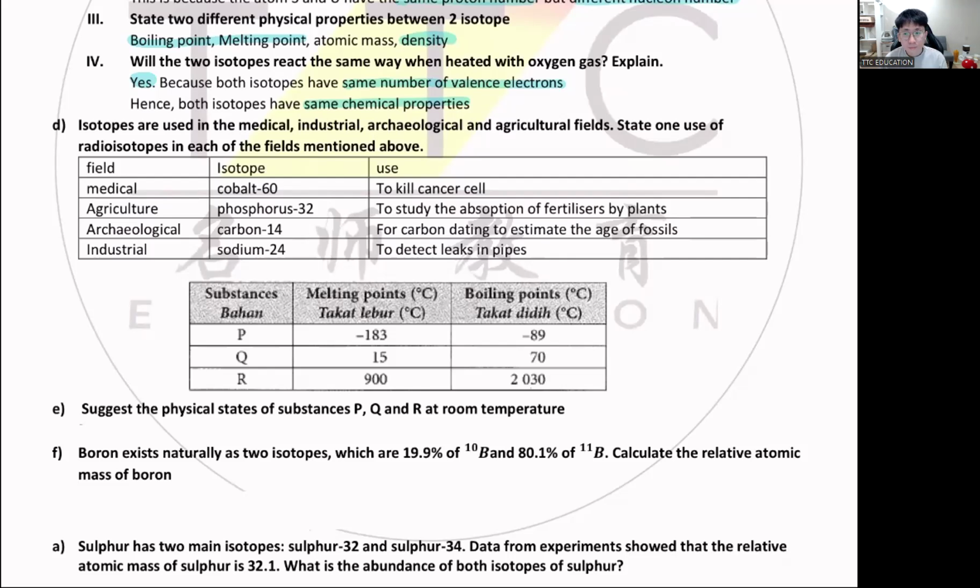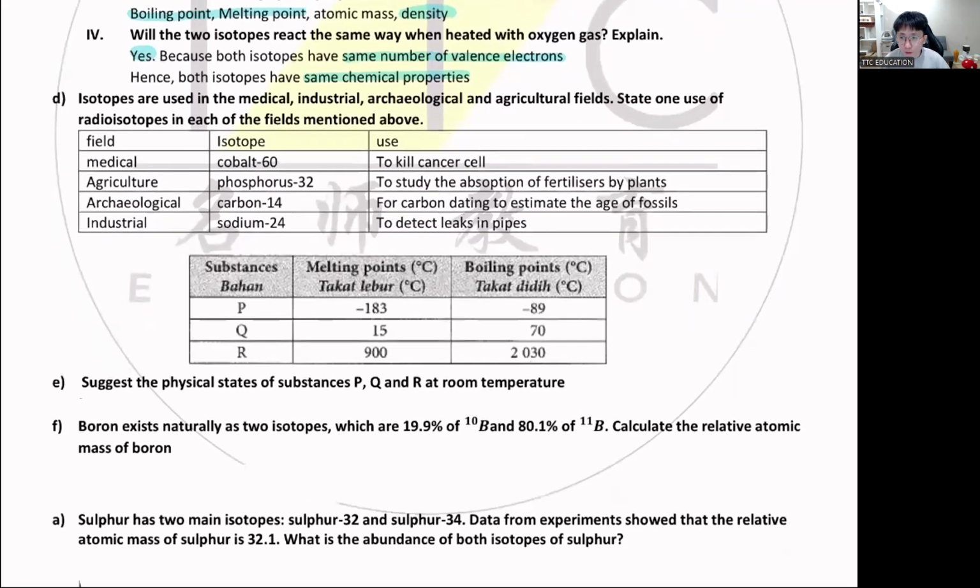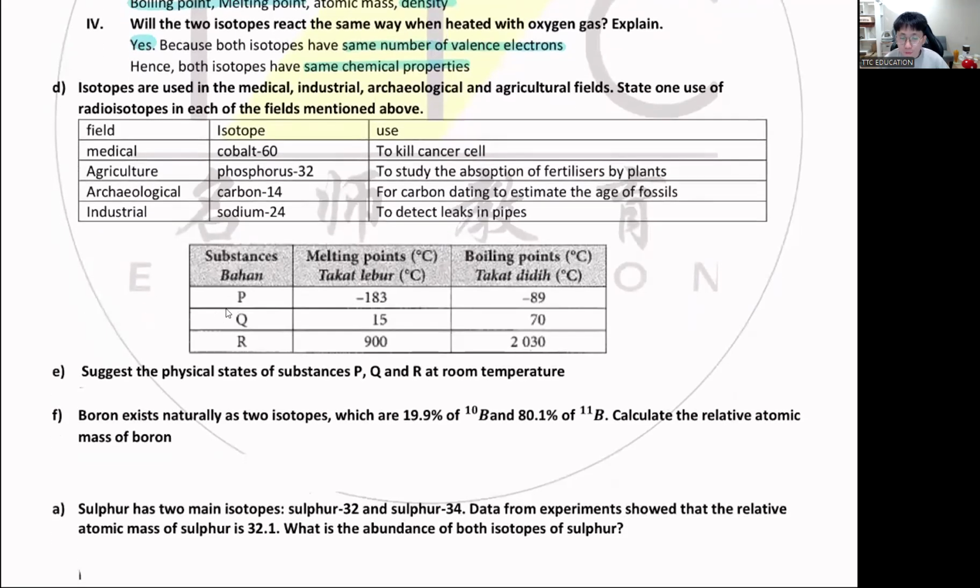Okay, moving on. Now we have substances P, Q, R with different melting and boiling points. Suggest the physical state at room temperature. This question is also very common in your first exam, they always love to ask this type of question. So my way of doing this is to first understand, guys, what is room temperature? Room temperature is a fixed temperature at around 27 degrees Celsius. So try to remember room temperature is 27.